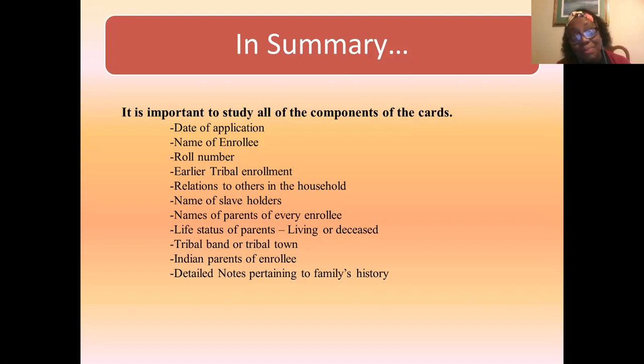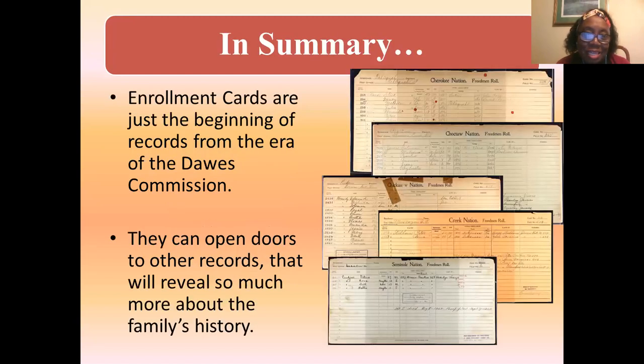Anyway, I hope this has been helpful, and I do hope that you'll be able to take some of this information with you and apply it to your own research. And just keep in mind that the enrollment cards that you use, regardless of whatever tribe they're from, are just the beginning of the records from the era of the Dawes Commission. But these cards can open the doors that are going to reveal so much more about your family's history.